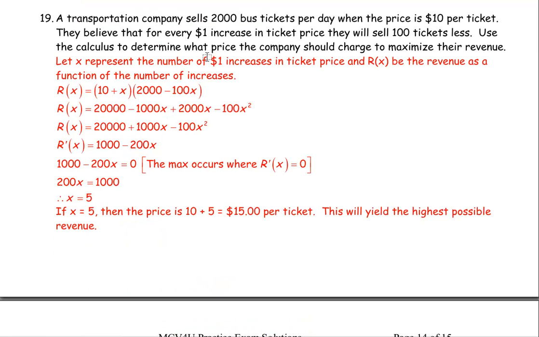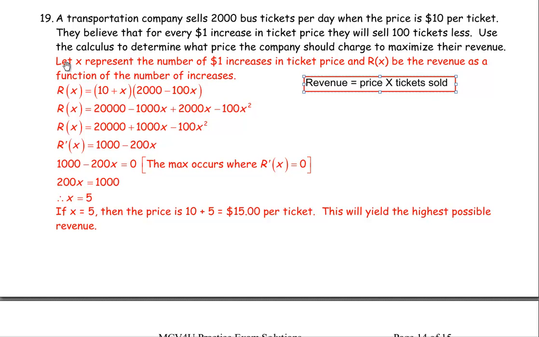So for question number 19 here, we have a transportation company that sells 2,000 bus tickets each day when they charge $10 per ticket. And they believe that every $1 they increase the ticket price, they're going to sell 100 tickets less. Increase the price, but sell less. So you're asked to use calculus to determine what price they should charge to maximize the revenue, to get the highest possible revenue.